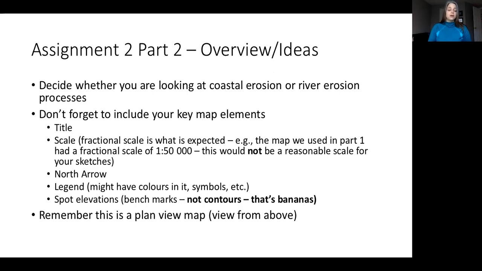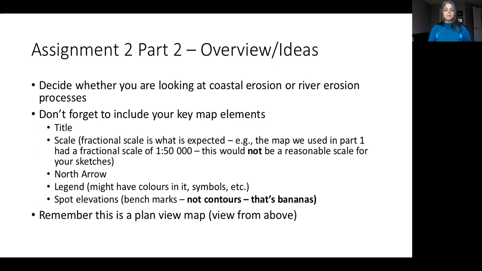You need to add a north arrow. It's totally up to you where north is. You need to have a legend. Some things to have in that legend might be colors, if you have water, or maybe beach material. There are also some symbols that we saw in part one that show us things like how you would describe a rocky ledge or a cliff.